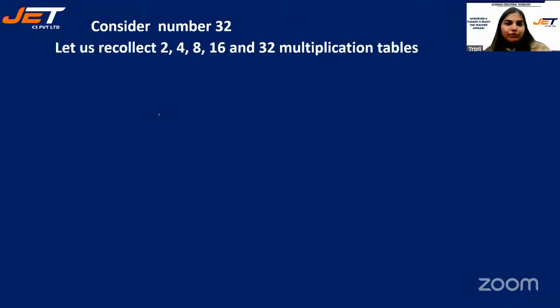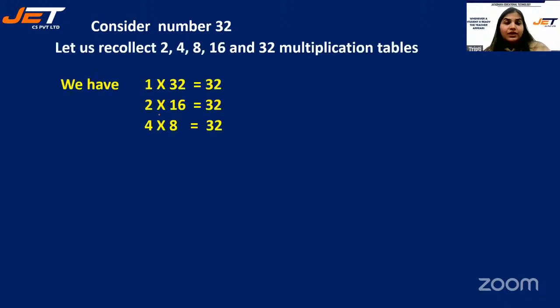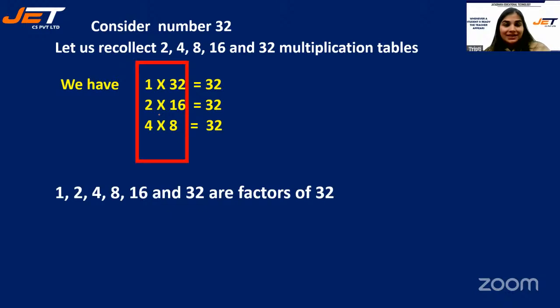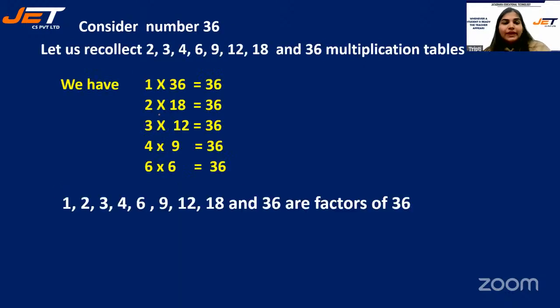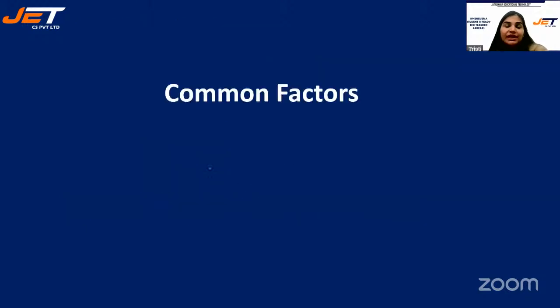Okay, so for 32, we see 32 in the times table of 1, 2, 4, 8, 16, and 32 itself. Just remember one thing, every number has at least two factors. One is 1 and second is the number itself. Each and every number has at least two factors, which are 1 and the number itself.